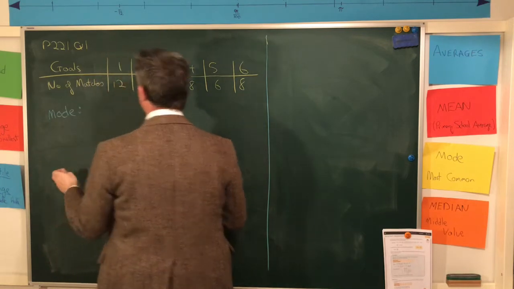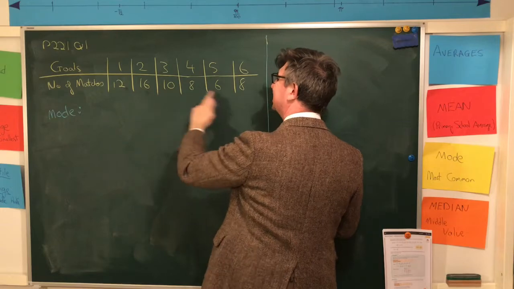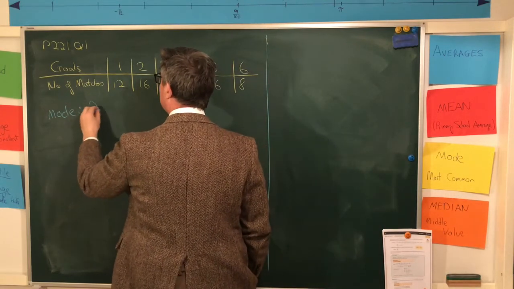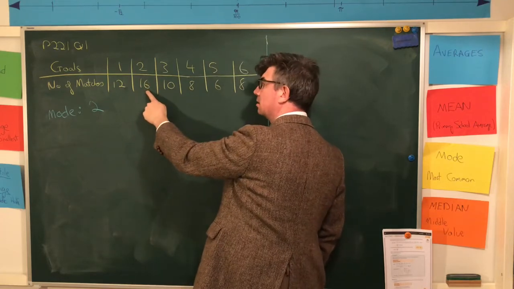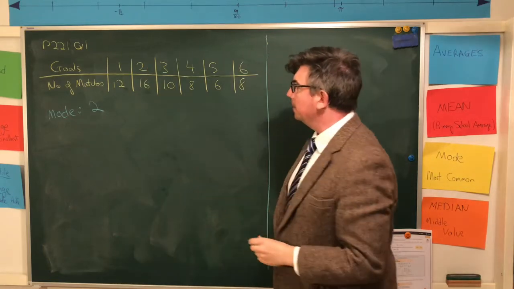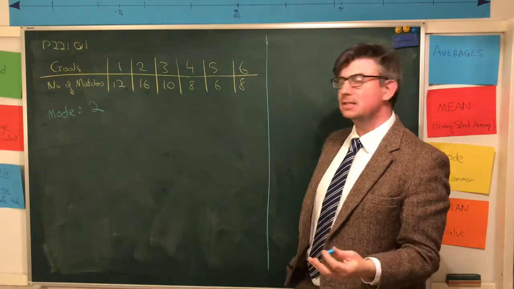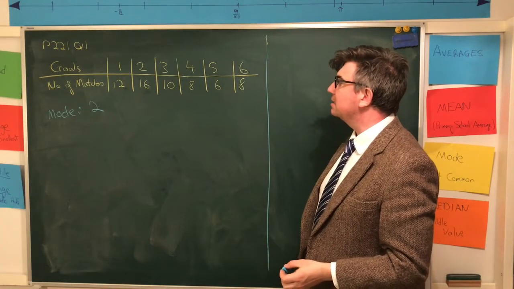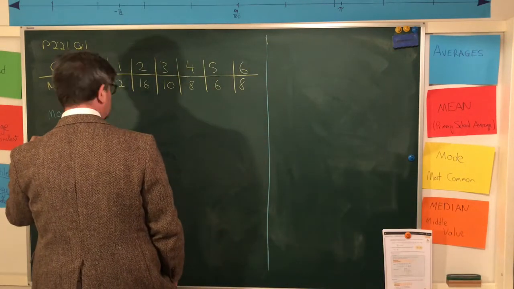Our mode is going to be, well, 12 is smaller than 16. I think 16 is the biggest, isn't it? So the mode in this case is going to be 2. So 2 occurs 16 times. The mode is not 16, the mode is the number 2. What else do we need to know about mode? It's the one that occurs the most. So let's take a look now at the mean.